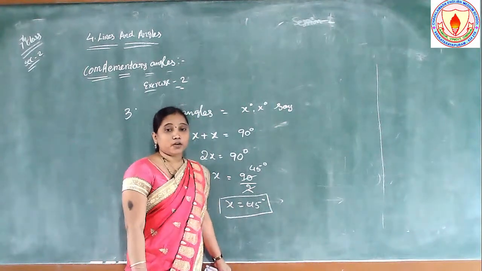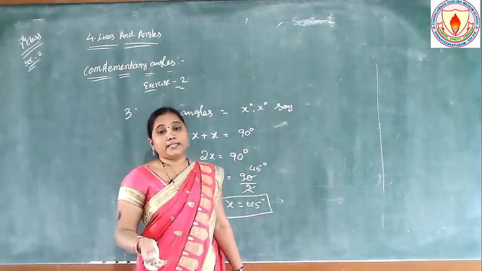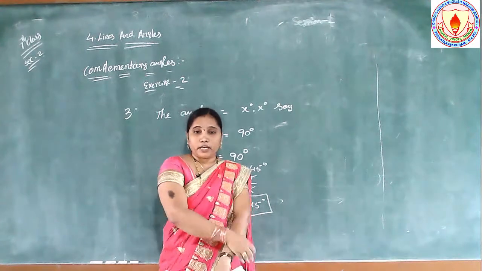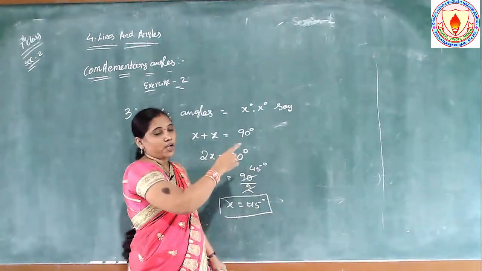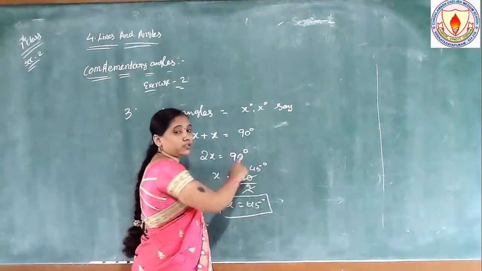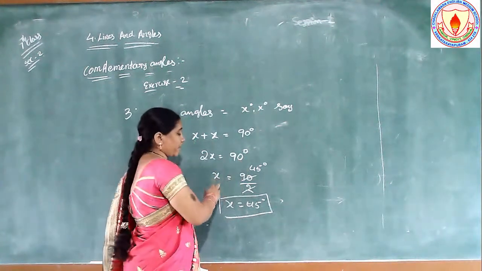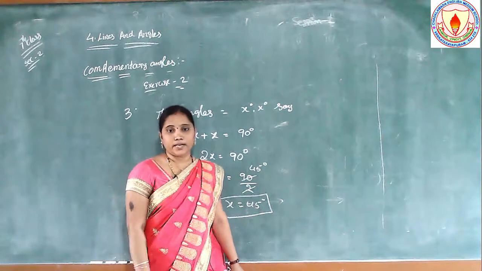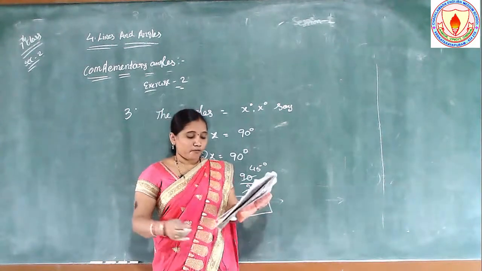So what are the two angles? 45 degrees. So what is the question? The two angles are equal and also complementary. Find them. So we say x, x. When we add x and x, we get 2x. 2x is equal to 90 degrees. When we find the x value, we get 45 degrees. So x is equal to 45 degrees.